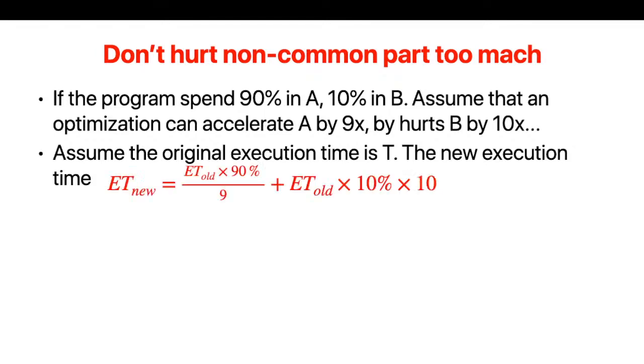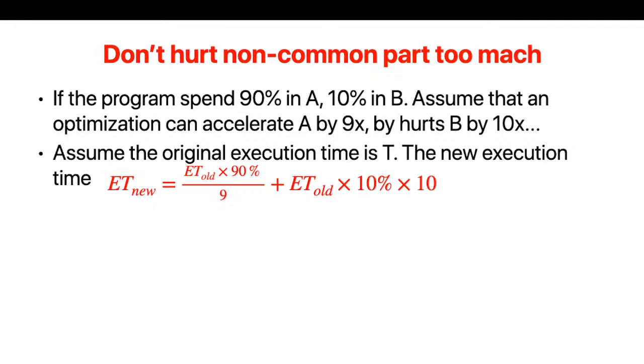So saying that, if I have a program that spent 90% in A, let's say A is like sorting, and 10% in B, let's say B is something else, and assume an optimization can accelerate A by 9 times, which is a lot. However, it can hurt B by 10 times, right? Which is also a lot, but we think that 10% is not a lot, right?